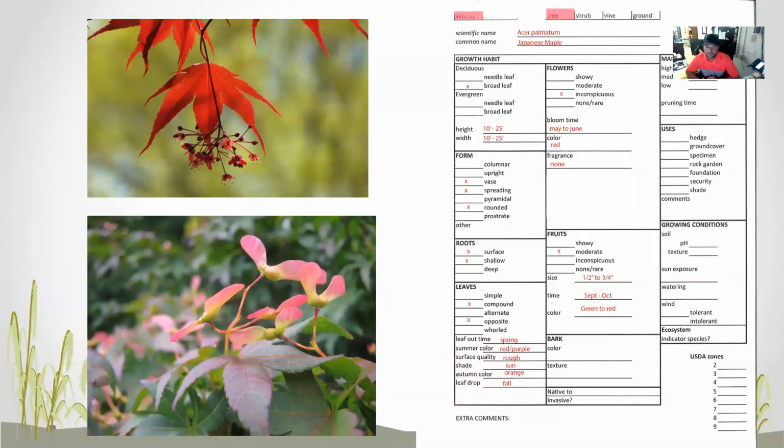And then looking at the fruits, those are those little helicopters that come off at certain points of the year. So typically September to October, I would say they're a little bit moderate because you can see them coming down off the trees, but they're not like super huge or anything. And the color of those is red to green. And these ones kind of show a nice pink.